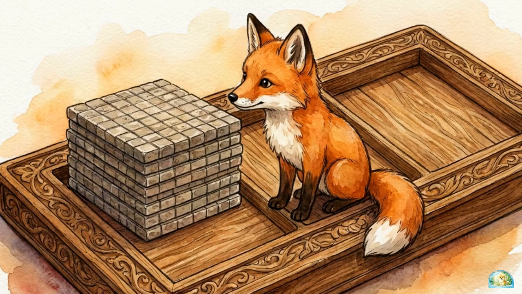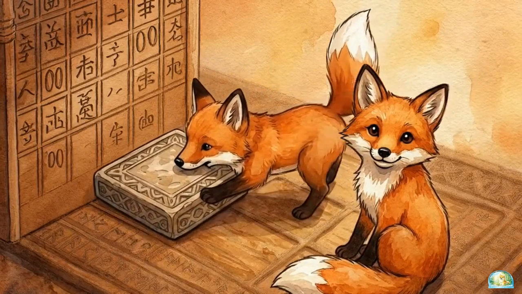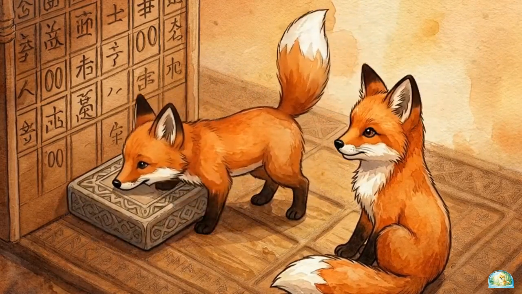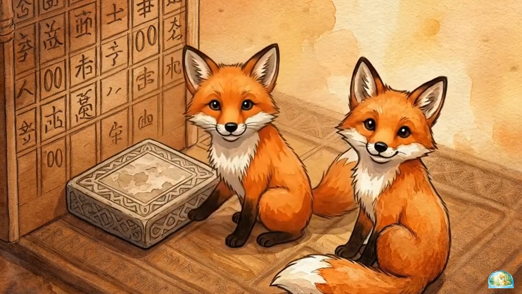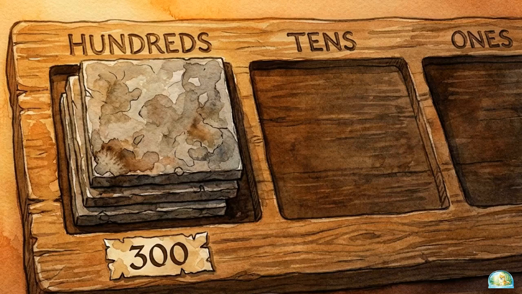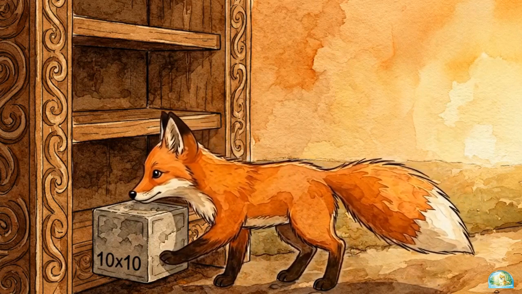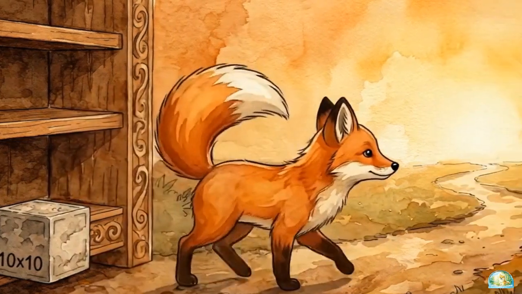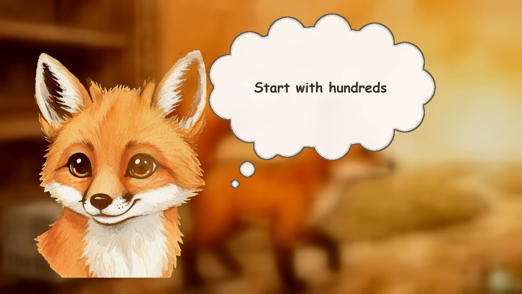If I lay exactly 7 flats on the shelf with nothing else, what number is that, and how many tens and ones does it have? Seeing 300 as 3 hundreds, 0 tens, and 0 ones is how you read and build every 3-digit number from here on out. I'll see you at the next shelf. Start with hundreds. Add tens and ones. Say the full value.